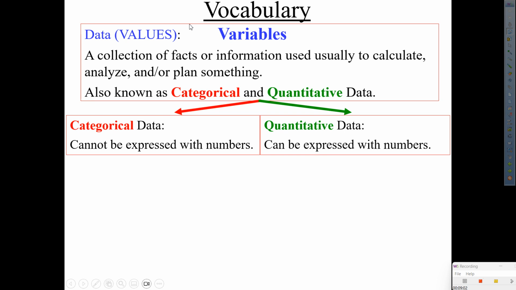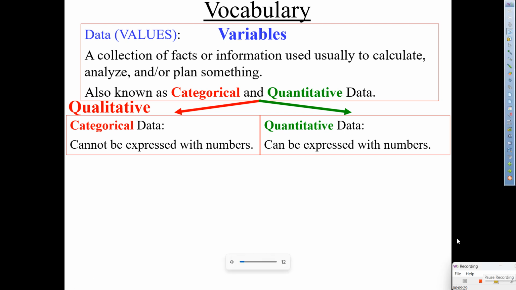All right, right now you're going to copy this so you can have it in your notes. However, look up. From now on, categorical can also be known as qualitative. Qualitative. Copy that, please. Copy it in your notes so you can have the notes. I'll give you some time.